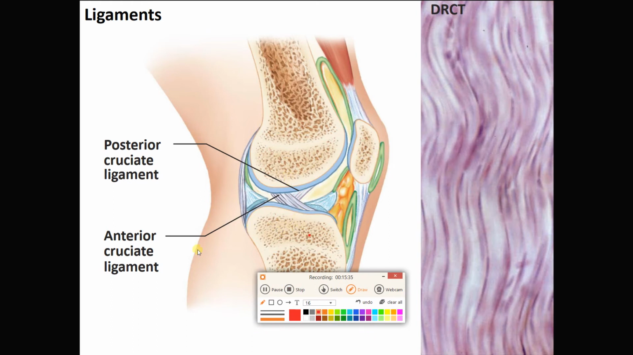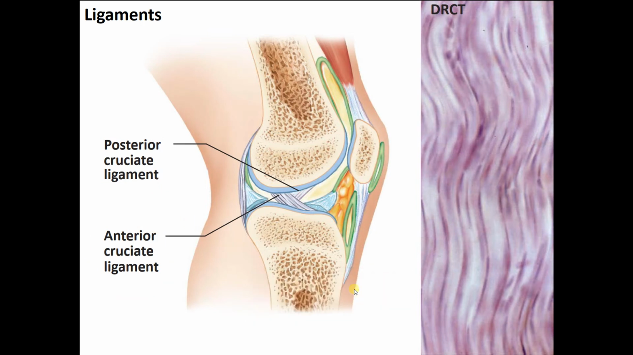There are two ligaments here that crisscross within the knee. There's the posterior cruciate ligament and the anterior cruciate ligament. The word cruciate means they're going to form an X, they're going to cross one another. And these guys basically prevent the femur and the tibia from sliding back and forth. So they're great examples of reinforcing ligaments.